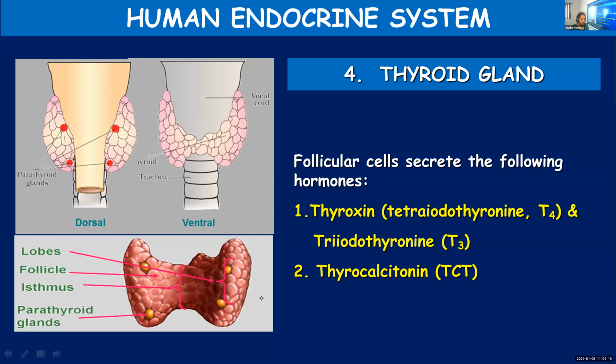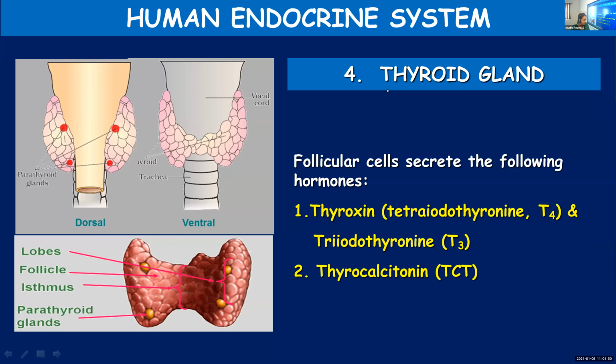In lower classes you have learned that when there is a deficiency of iodine in your body, the thyroid gland will get enlarged and cause goiter. Hope you are remembering. Yes or no, children? Yes, ma'am. Okay. Deficiency of iodine can cause enlargement of the thyroid gland and results in a condition known as goiter.